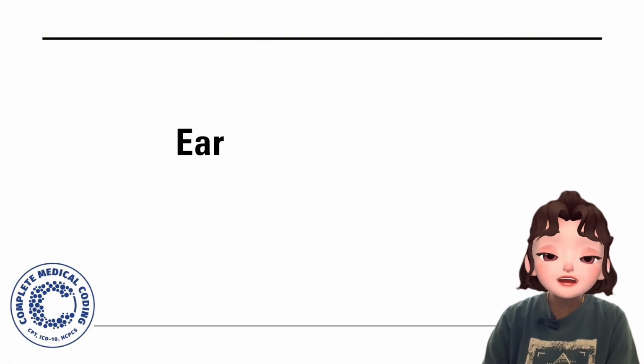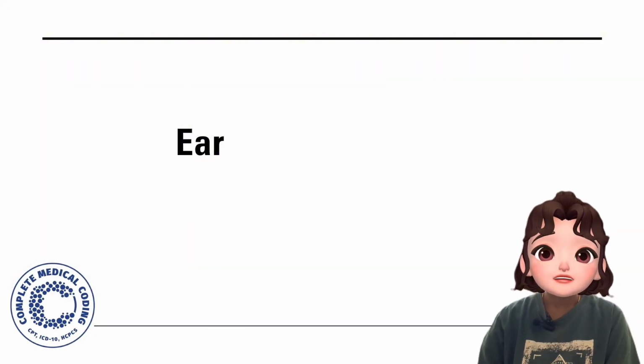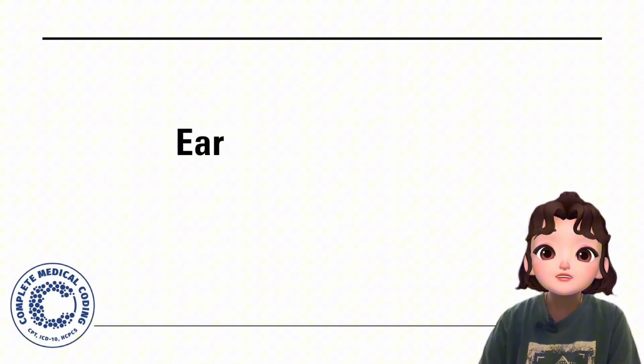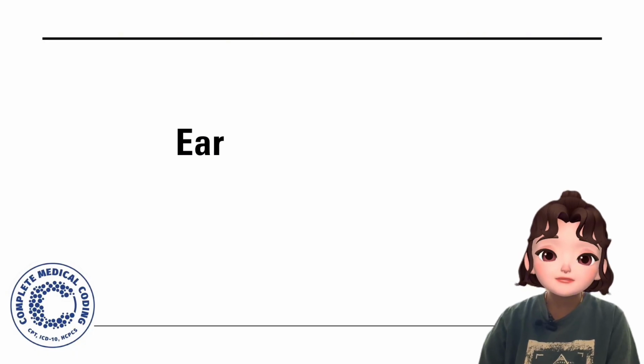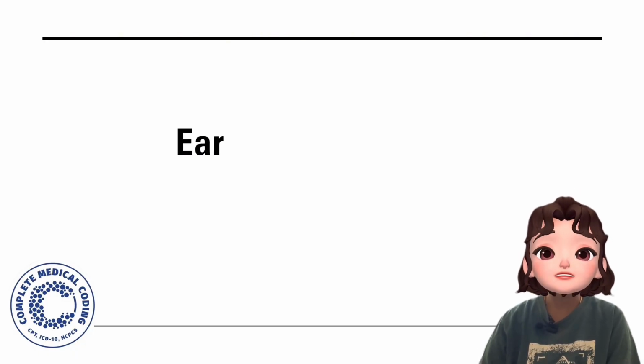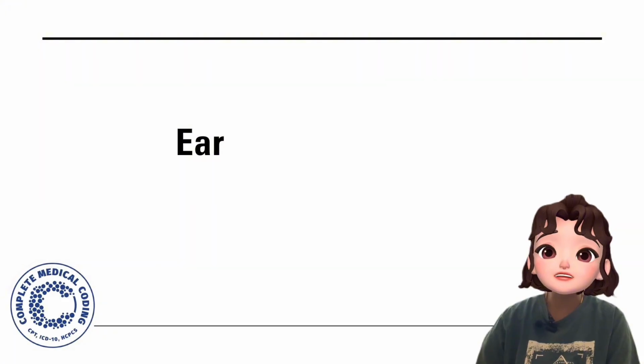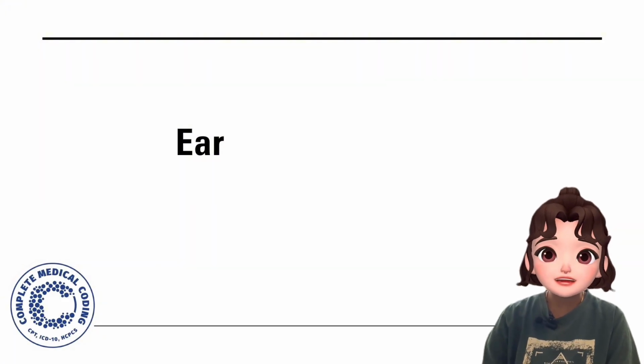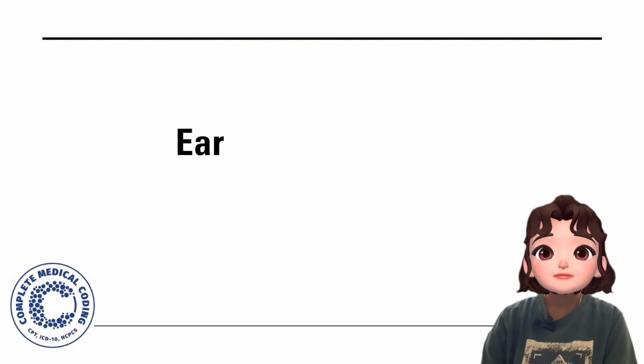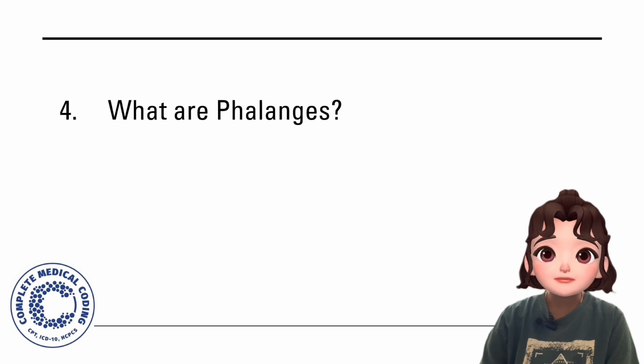The myringotomy tube is placed in the ear. So, it's a part of the ear. The function of the myringotomy tube is to drain the excess fluid that is present in the ear. So, in order to drain and remove the excess fluid, the myringotomy tube is present. Okay. Now, let's see the next question.